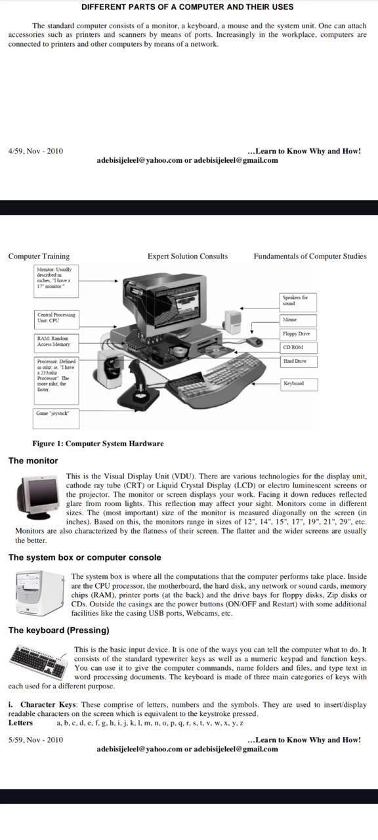It is used in word processing documents. The keyboard is made of three main categories of keys, with each used for a different purpose. Character keys. They comprise letters, numbers, and symbols. They are used to insert readable characters on the screen, which is equivalent to the keystroke pressed. Letters A B C D E F G H I J K L M N O P Q R S T U V W X Y Z.